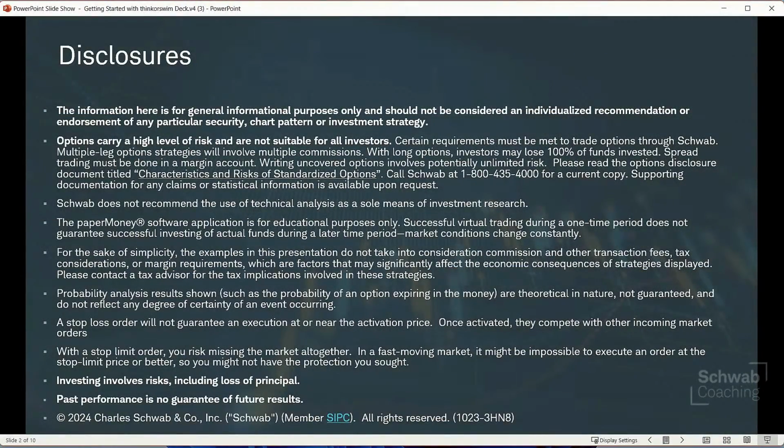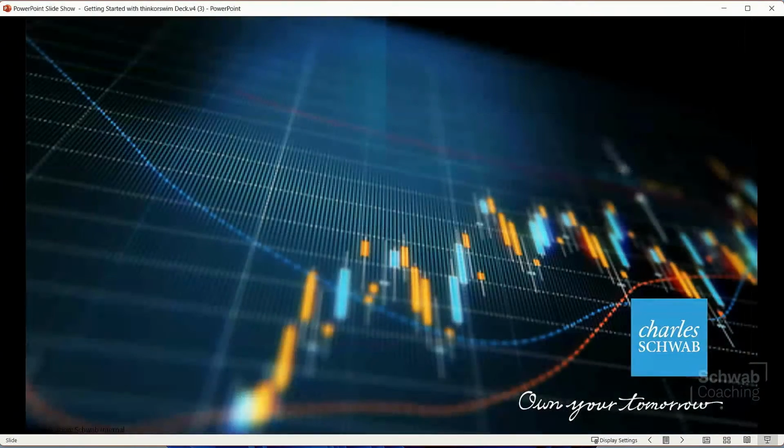Now, as I mentioned, we will be talking about options today. Options do carry a high level of risk and are not suitable for all investors. The information I'm going to go through today is for general informational purposes only. It's not a recommendation of any security strategy or chart type. We will be looking at individual options trades today, symbols. Those are just examples. The paper money application is for educational purposes only. All investing involves risk, including loss of principal.